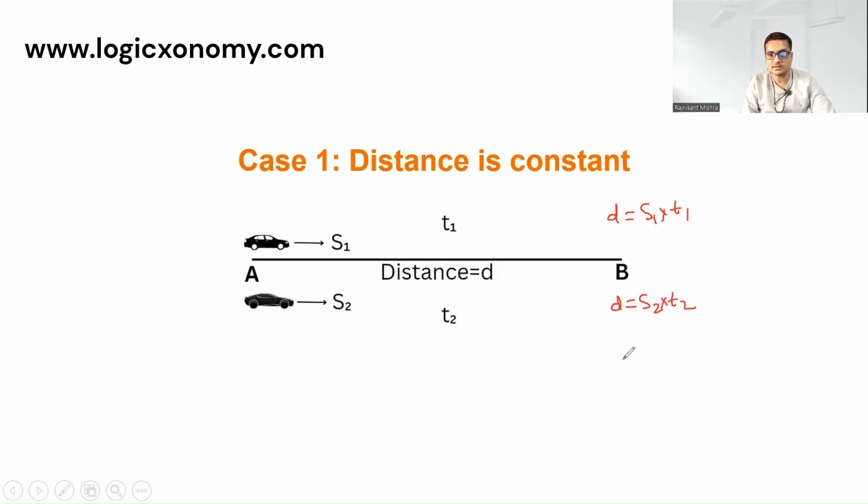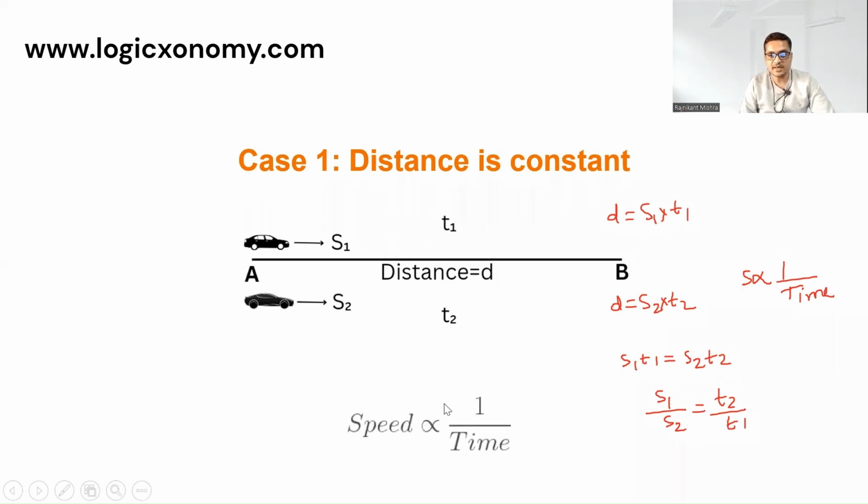Compare both the equations. s1 t1 is equal to s2 t2. s1 by s2 is equal to t2 by t1. Or we can say speed is directly proportional to 1 upon time, or speed is inversely proportional to time.